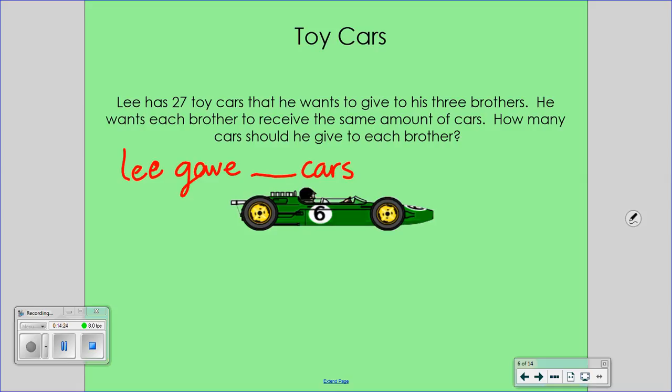Lee gave blank cars to each brother. Lee gave 27 cars to each brother. You need that word each. Is there a reason you have not read the answer sentence?